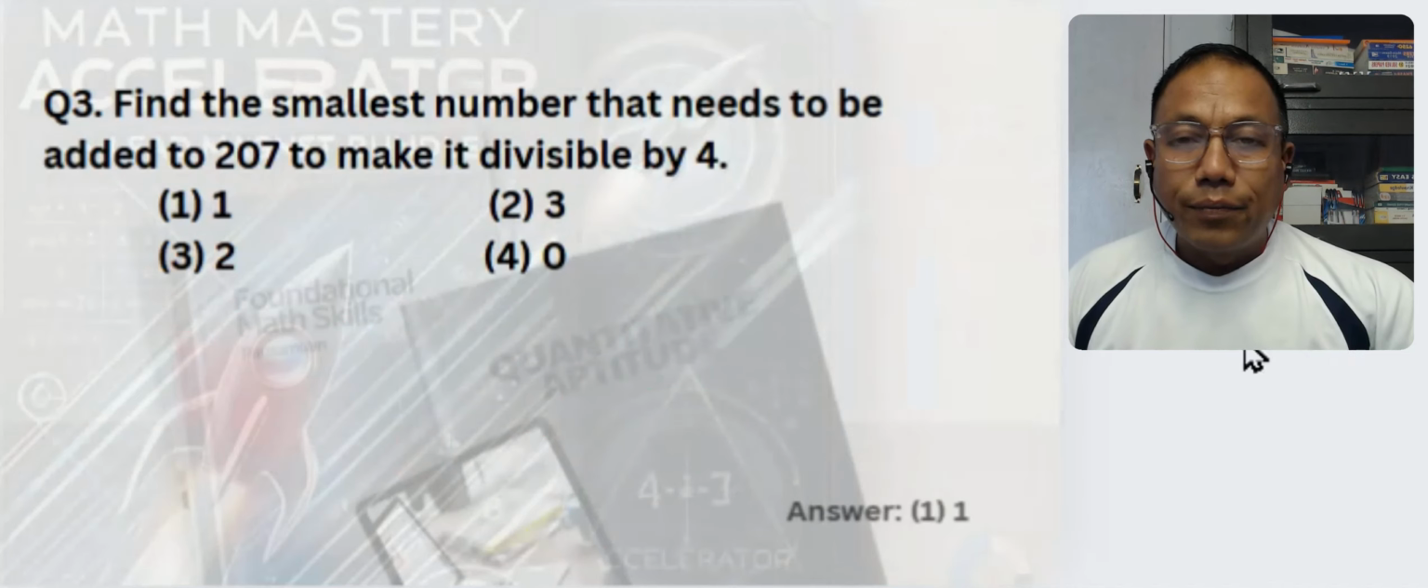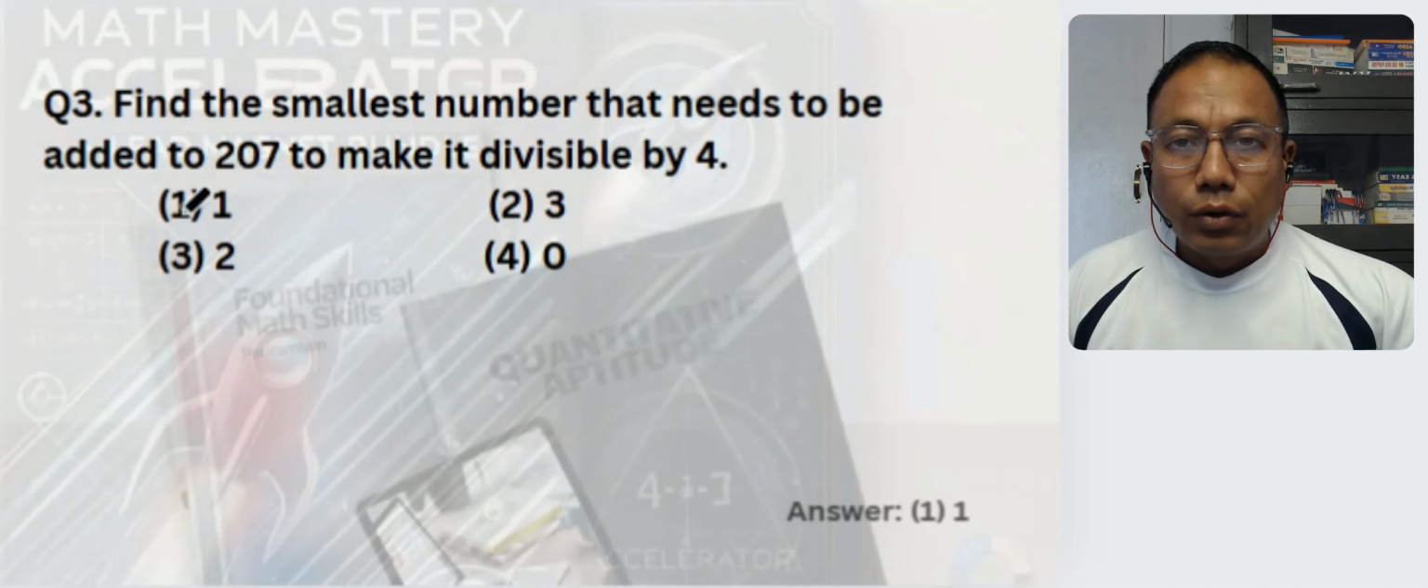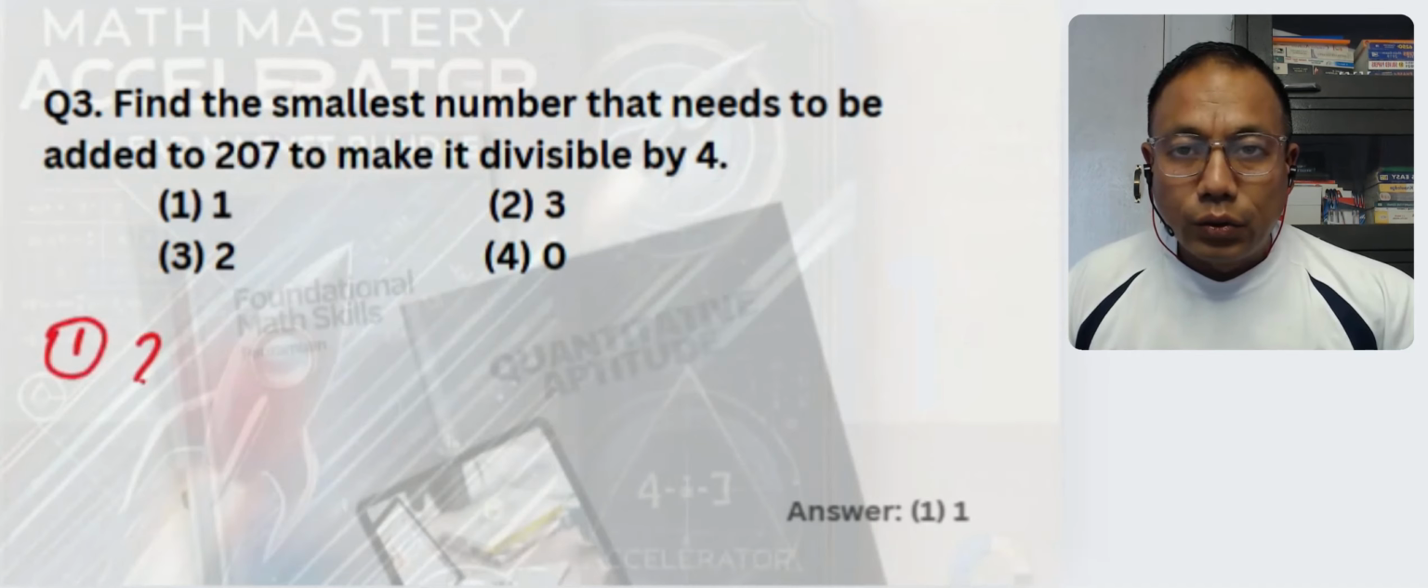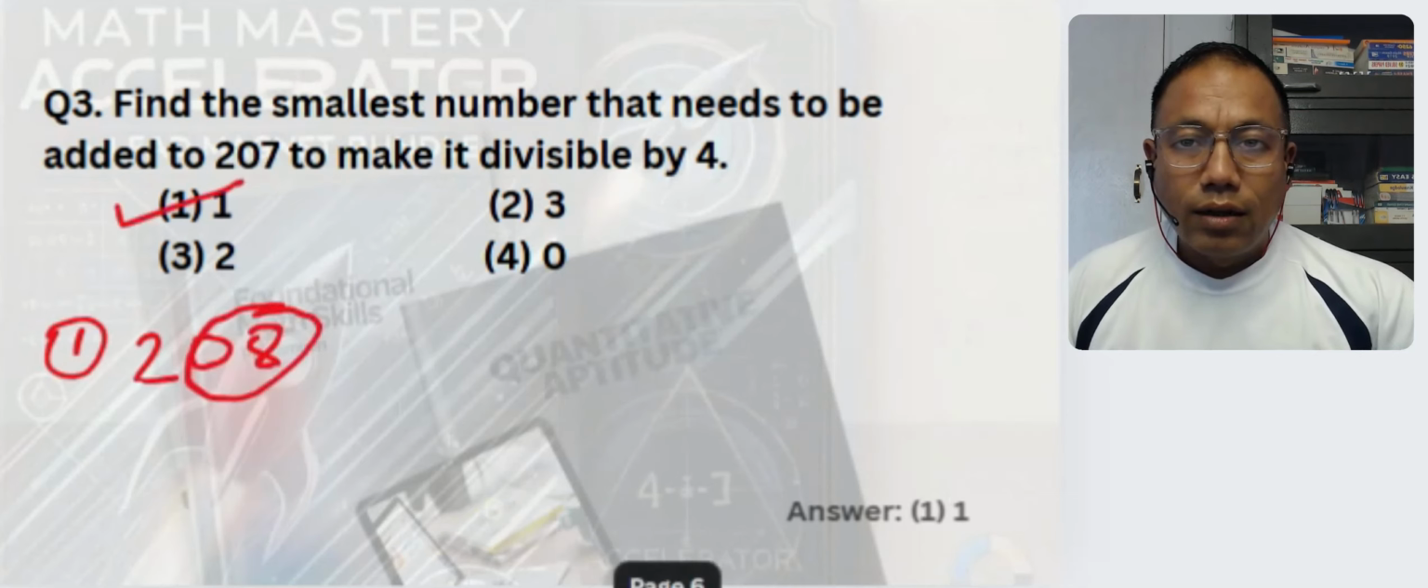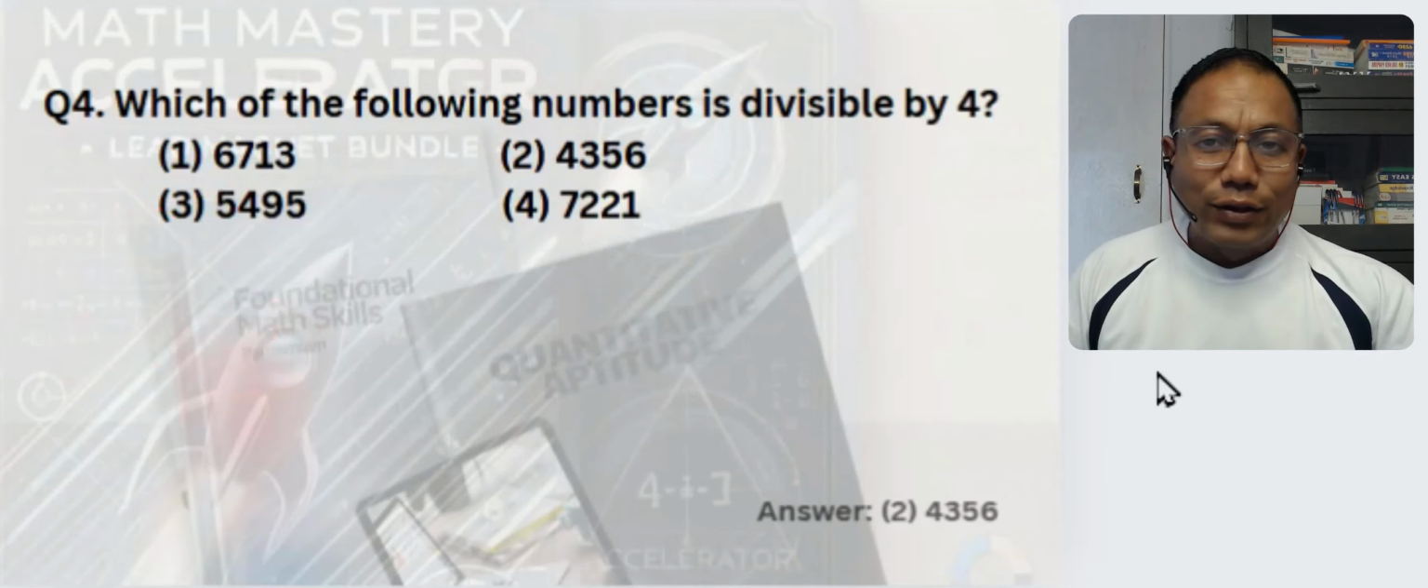Question number 3. Find the smallest number that needs to be added to 207 to make it divisible by 4. Option 1, 207 plus 1 is 208. 08 is divisible by 4. Therefore, the right answer is option 1. Let's solve the next question.